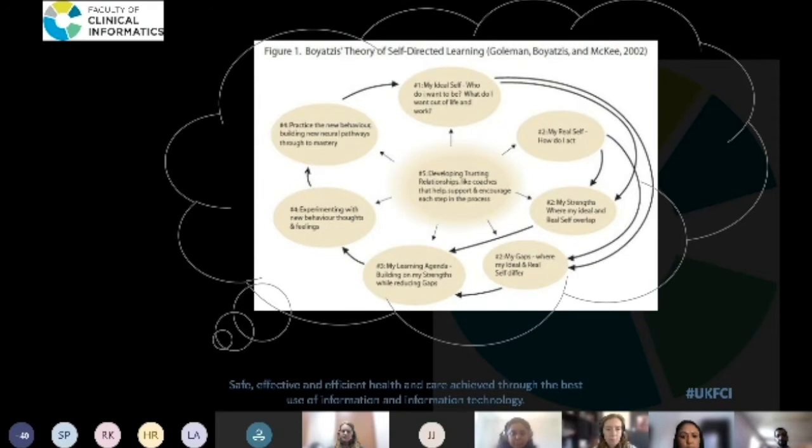Moving on to the how, so I drew inspiration from Boyatzis's theory of self-directed learning, in which the author talks about reflecting on who one is, where they want to be and who they want to be, so the ideal self, identifying and thinking about their own strengths, reflecting on gaps, and then creating a learning agenda to build on strengths and reduce the gaps in learning.